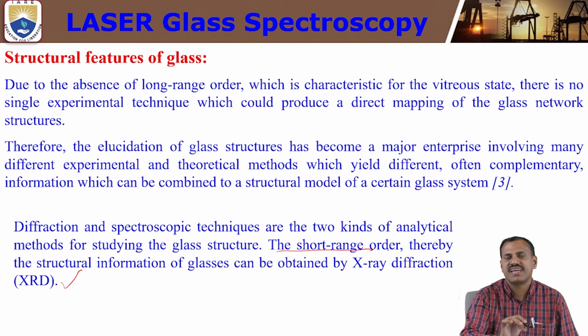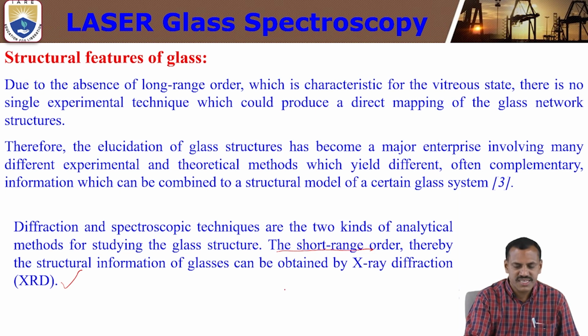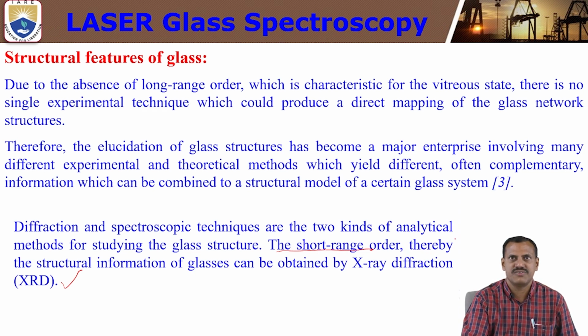In glass material, the amorphous nature means it cannot show any sharp crystalline peaks. Only the short range order can be identified in the glass network, and we identify this short range order by using the X-ray diffraction instrument. If there is an absence of long range order, that is called a completely amorphous nature. You can say this is a glassy nature.